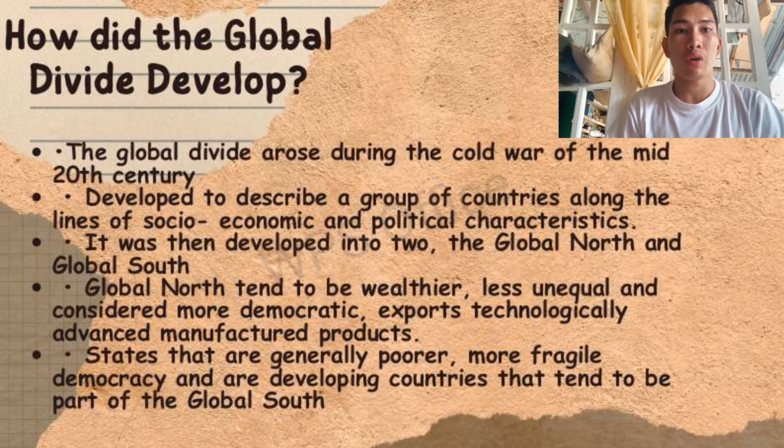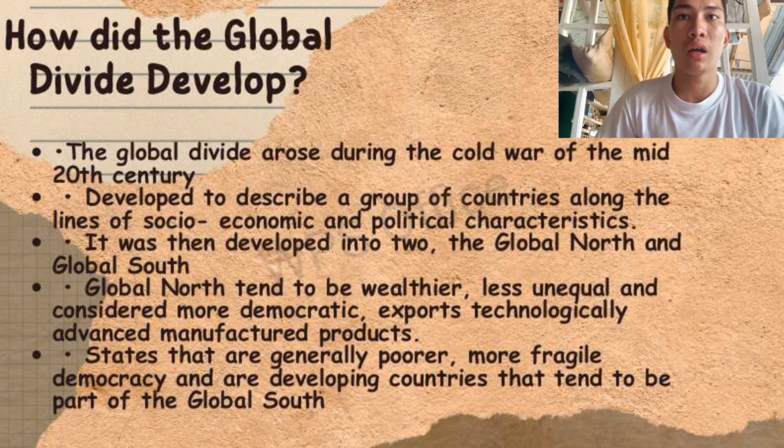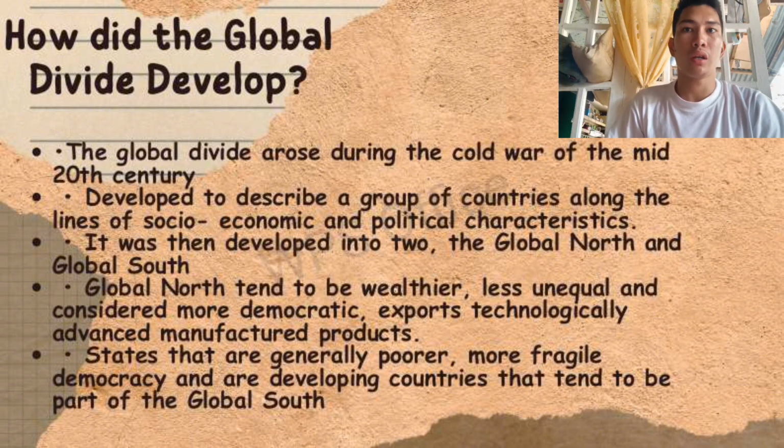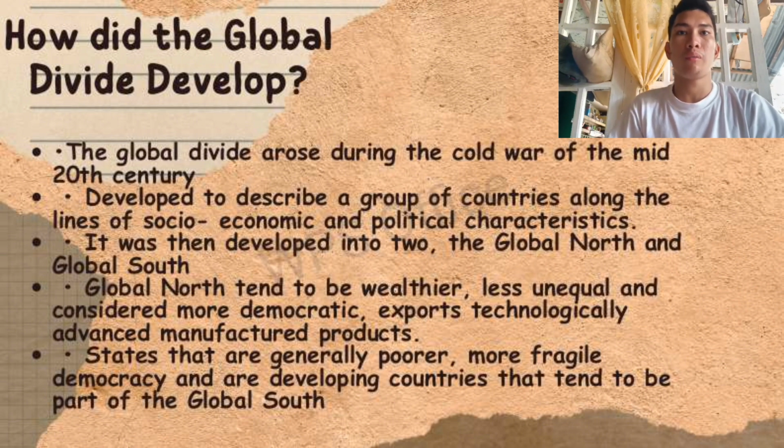On the other hand, states that are generally poorer developing countries with younger, more fragile democracies tend to be part of the global south.